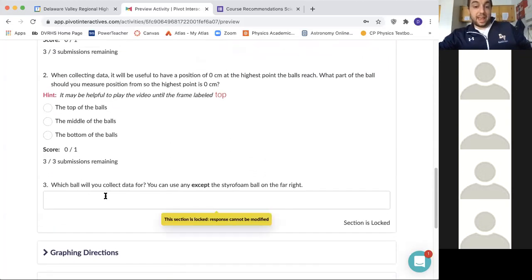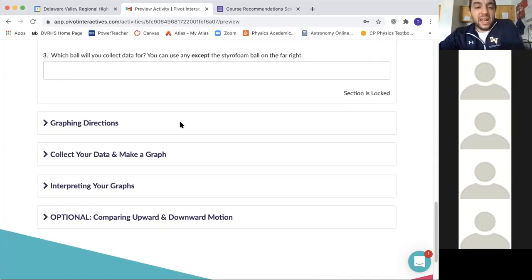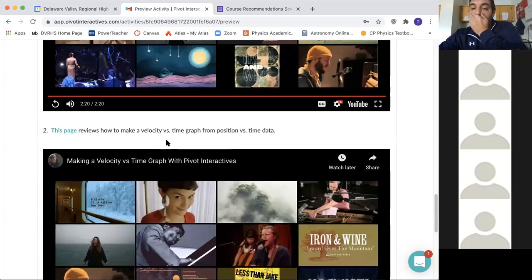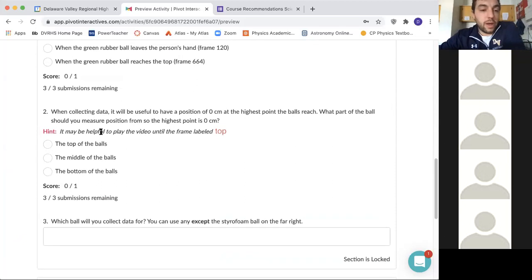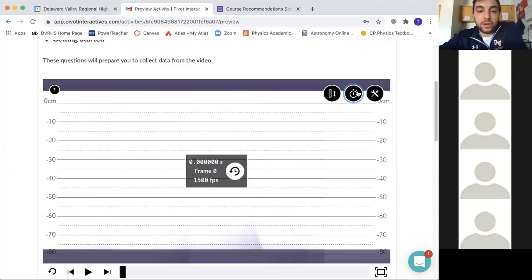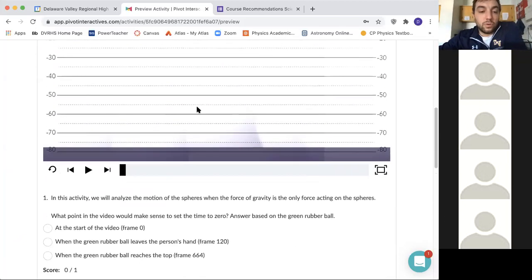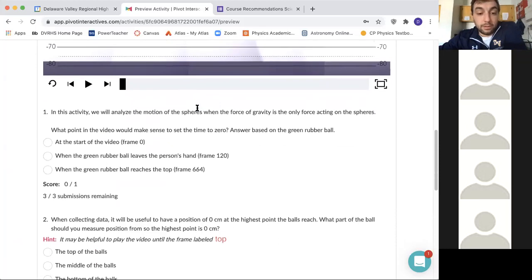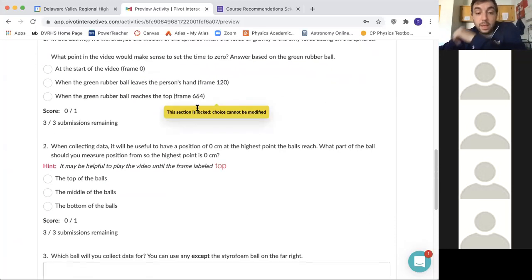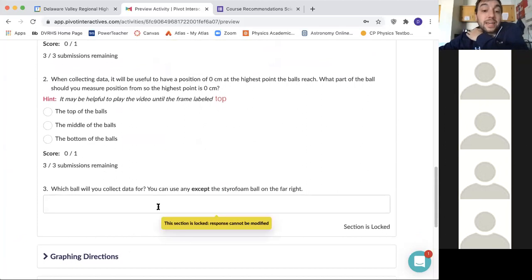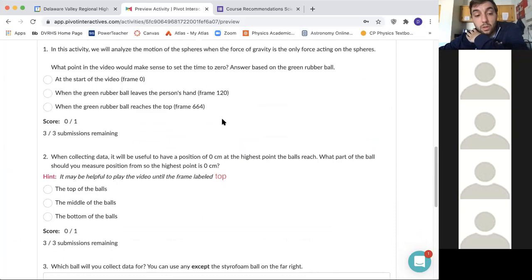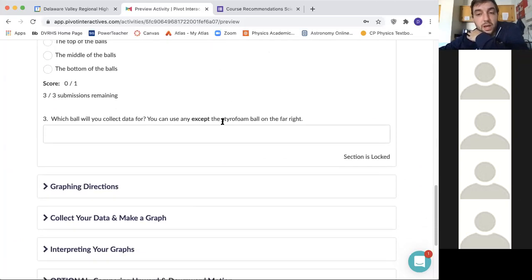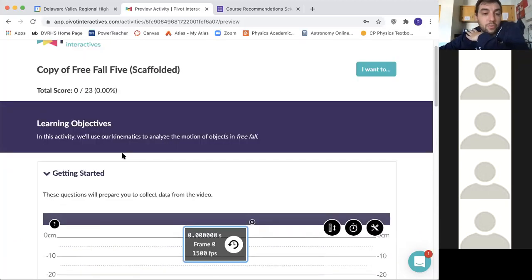And for three, you can use any one that you would like to. A second here, guys. So go ahead and answer these three. Take out your trusty stopwatch to answer number one. And then you guys can use any ball except the styrofoam ball. So select which ball you would like to use for three, too. I'll give you guys a couple minutes to do that, and then we will move on.